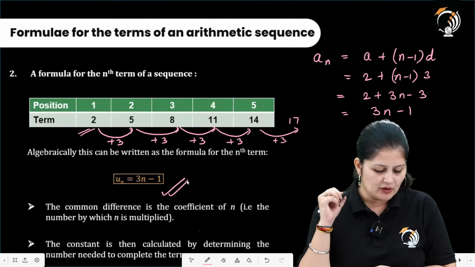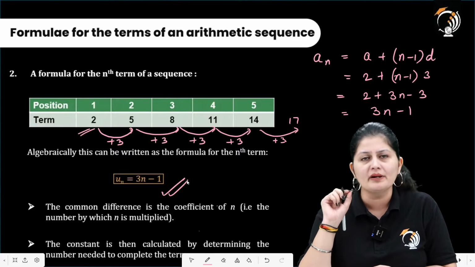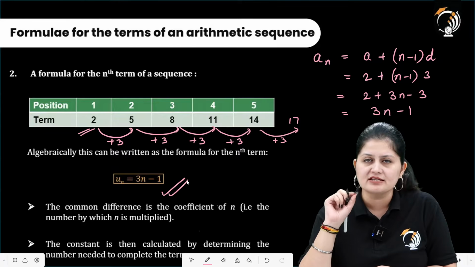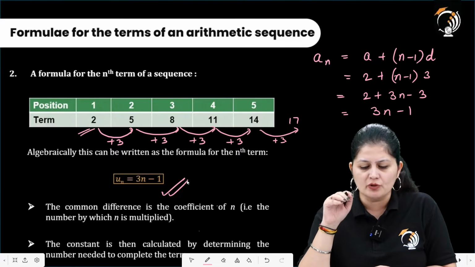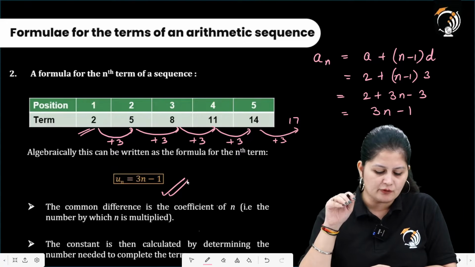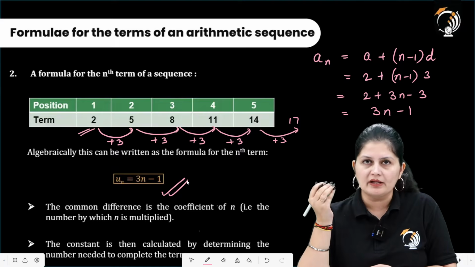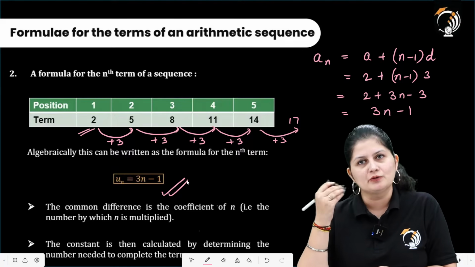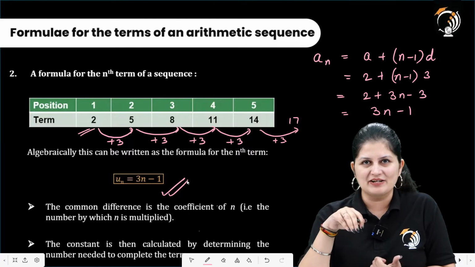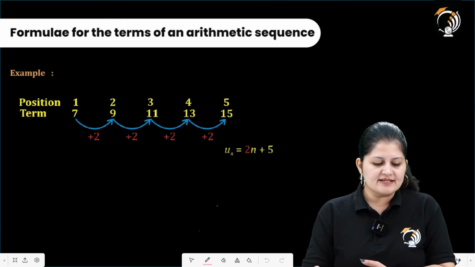Clear? Now, the common difference is the coefficient of n. We can see a common difference of 3 here, so it is the coefficient of n. The constant is then calculated by determining the number needed to complete the term. We can find it by using this formula. Understood? Now, moving to the next example.